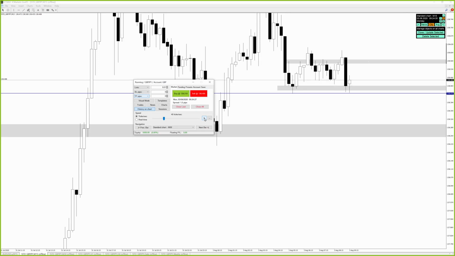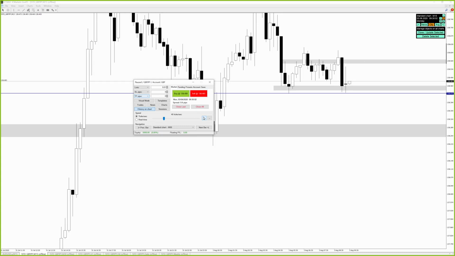The 30-minute candle is also closing. It's a very delicate situation over here. Extremely, extremely delicate situation. Oh my, look at that rejection. The 30-minute candle is also about to close. There we go. 30-minute candle has closed.